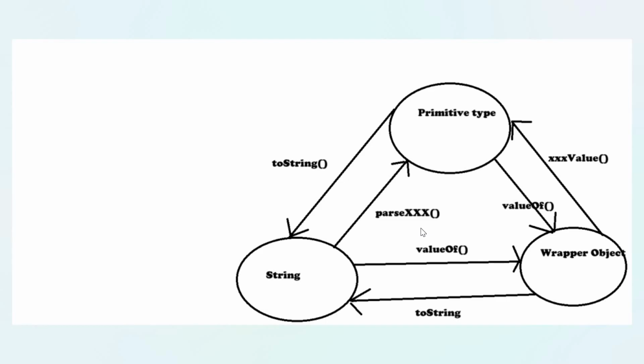So three things we have, and for these three things we have four different methods. So they work for conversion: string to primitive, primitive to wrapper, wrapper to primitive, wrapper to string, and so on.